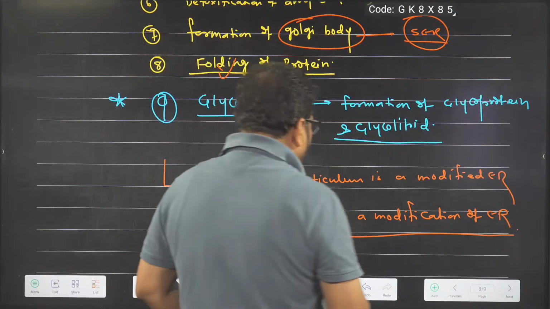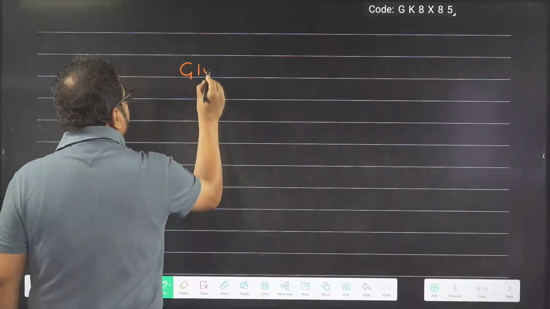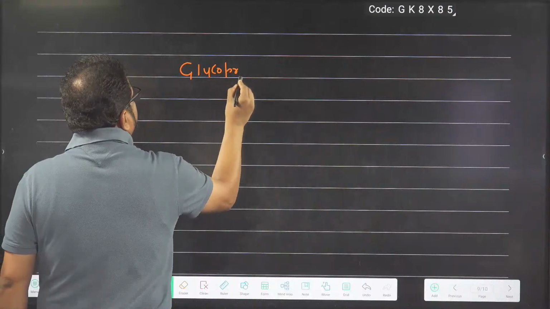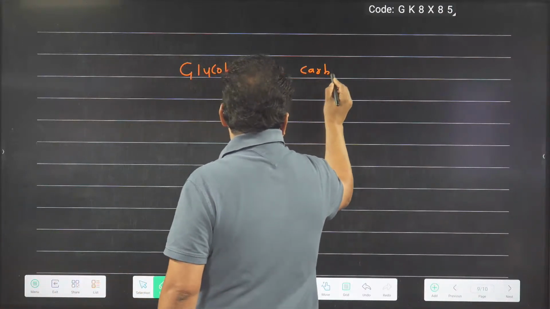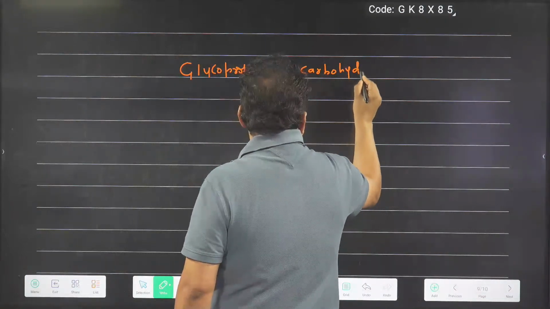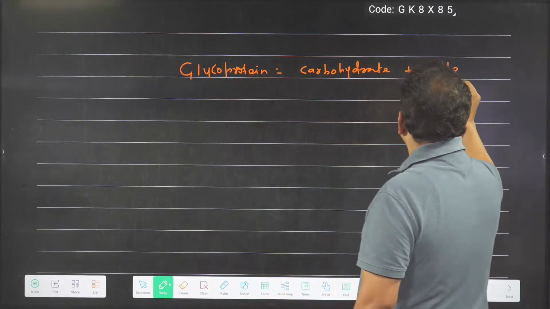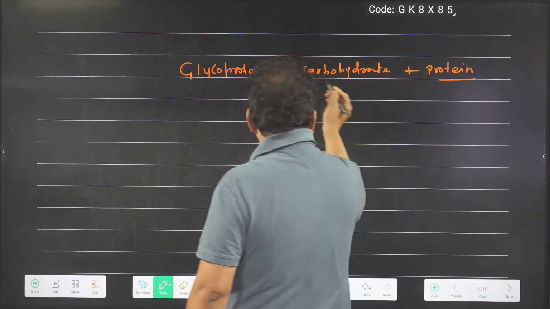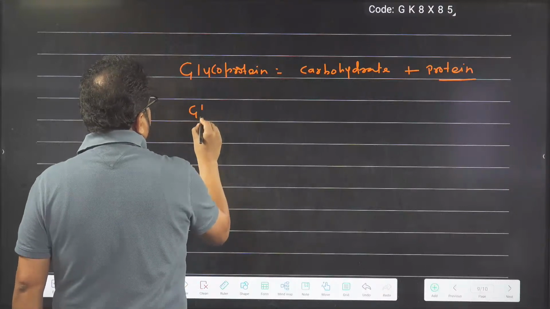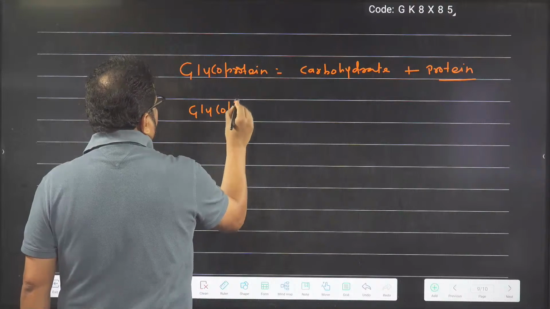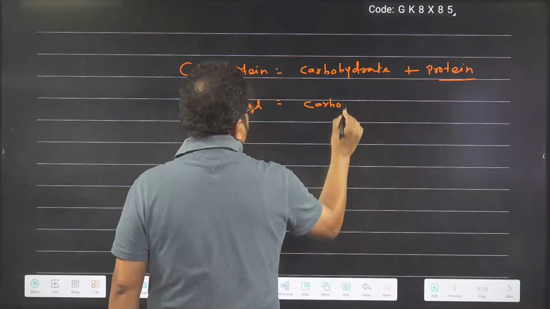What is glycoprotein and glycolipid? Glycoprotein is made up of carbohydrate plus protein. When carbohydrate joins with protein, it is called glycoprotein. And glycolipid, it is carbohydrate plus lipid.